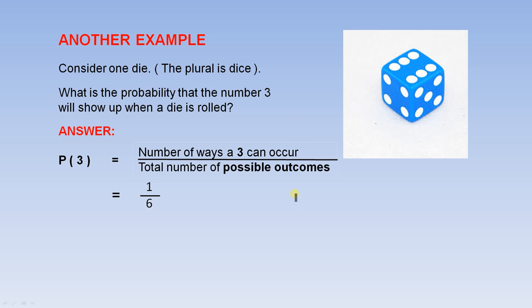So the probability of a 3 occurring is 1 over 6. Why is that? Well, there's only one 3 on this die. That's why that's a 1. On this die there are 6 numbers altogether and they're all different. That's why you have a 6. So the probability of a 3 showing up is 1 over 6.